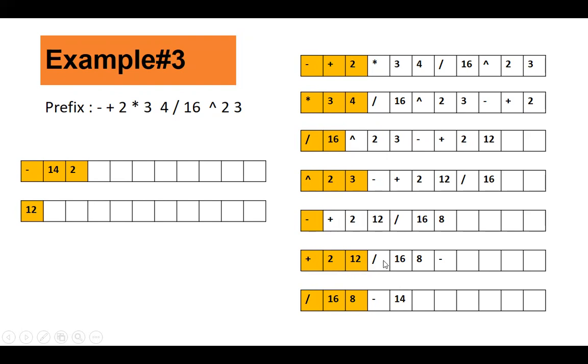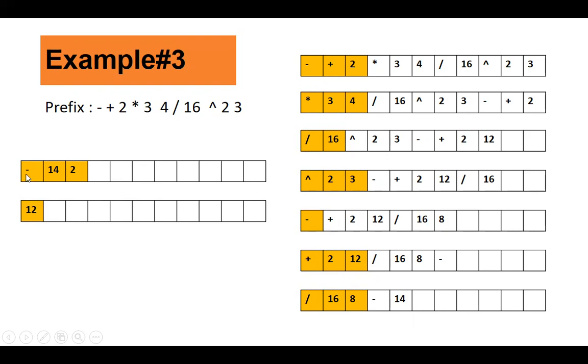Fine. Now front is pointing here. Now again, you have an operator followed by two operands, that is 16 and 8. So delete the operator, delete operand 1, delete operand 2, carry out 16 by 8. The result is 2. So insert it at the rear here. Fine. Now my front is pointing at this symbol, right?